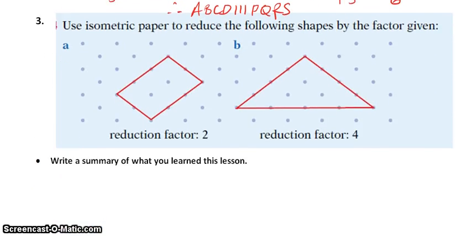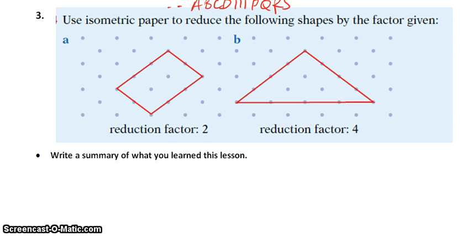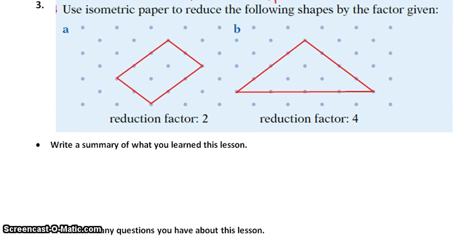Okay. Question 3, use isometric paper to reduce the following shapes by the factor given. So you can just draw it on here, and it says reduce this by 2. Now if I'm going to reduce this by 2, that means I need to halve it. So that's 3 there and 2. So instead of having a 3-sided figure, I'm going to have a figure that's 1.5 units.